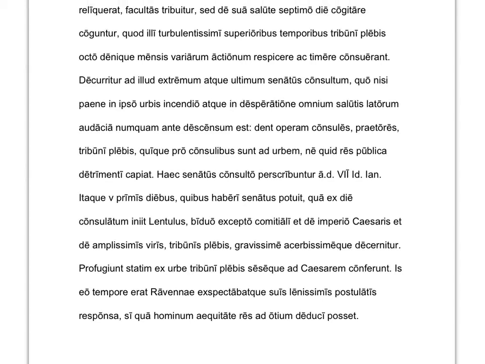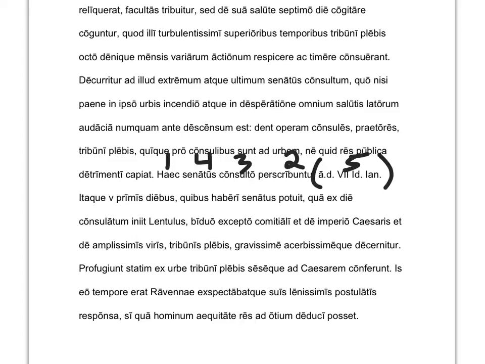Haec, these things, that's neuter nominative plural, per scribuntur, are recorded consulto, by decree of the Senate. ADVII. We talked a little bit about this before: the seventh day, 7 days before the Ides of March is what we're saying. So this is sort of Ides of January. This is kind of taken all together. These things are recorded by decree of the Senate 7 days before the Ides of January.